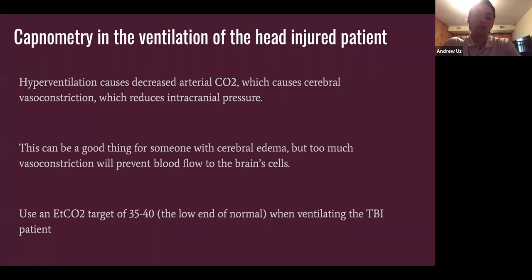And this will allow us to get, hopefully, enough vasoconstriction to slightly reduce the pressure without doing it so much that we're cutting their brain off from oxygen. And it's an extremely fine line to walk. And that's why it's important that we use our tools correctly to accomplish that.